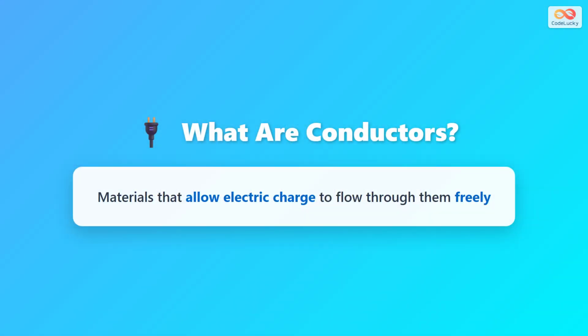Let's start with conductors. Conductors are materials that allow electric charge to flow through them freely. Think of them as highways for electricity. When you apply voltage across a conductor, electric charges move easily from one end to the other. This free movement of charge is what makes conductors so useful in electrical circuits and power transmission. Common examples you encounter every day include the metal wires in your home's electrical system and the copper traces inside electronic devices.